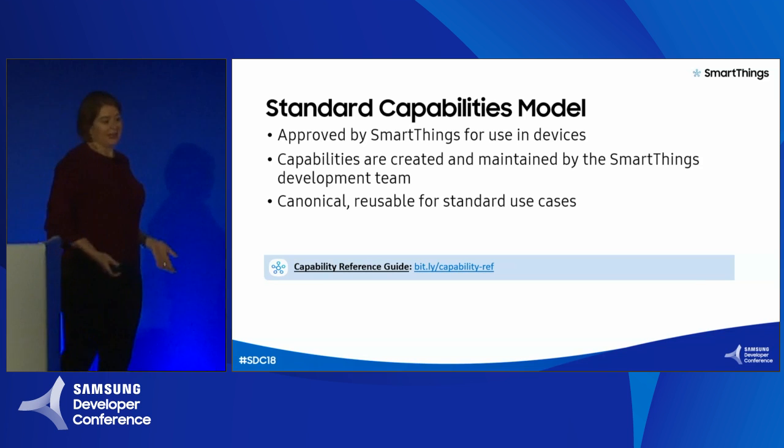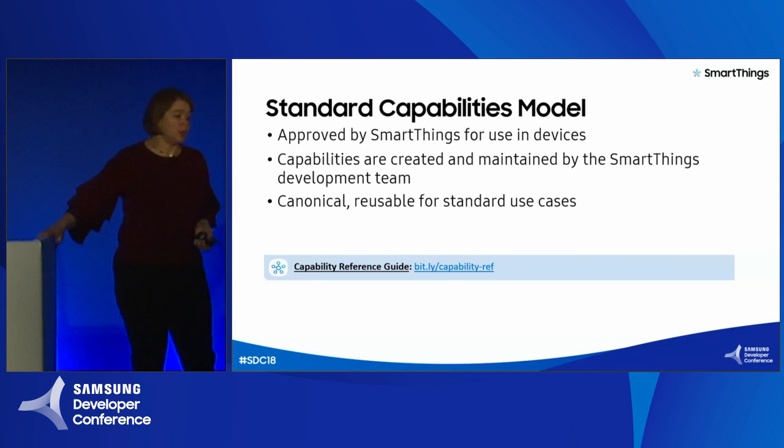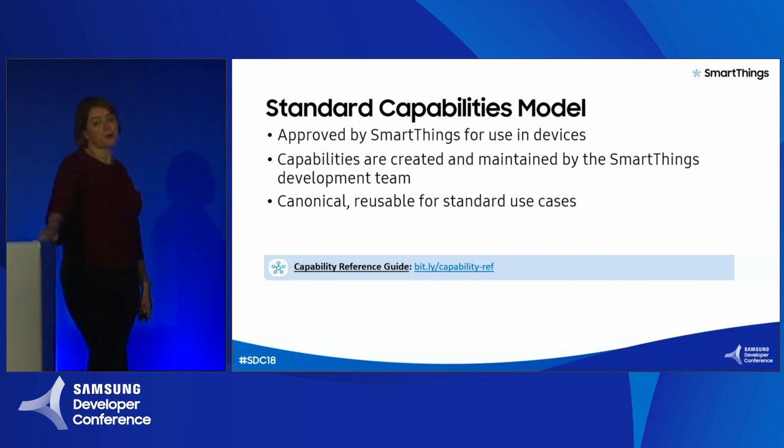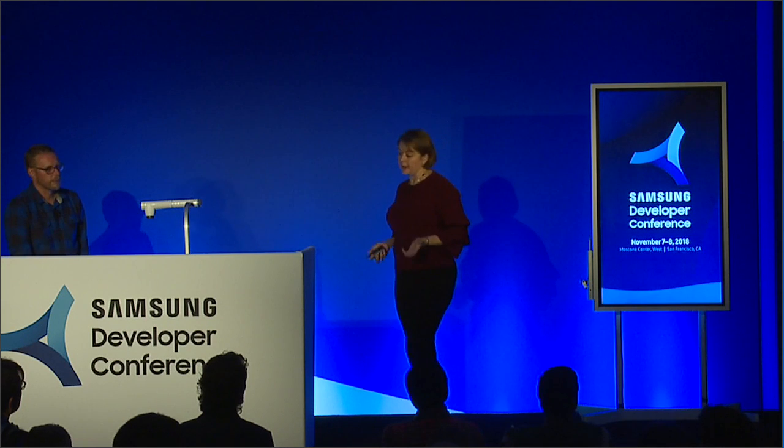So the standard capabilities model, right? How do we get these things available to you? Capabilities are approved by SmartThings for use in devices. We create and maintain them inside the SmartThings development team. And when I say that, we actually have a fairly cross-discipline group of people that meets to get together to say, does this fit? Does this make sense? How do we define it? How do we define it consistently? And then we get into a place where we have a reusable model for the standard use cases that we're aware of from a development perspective.